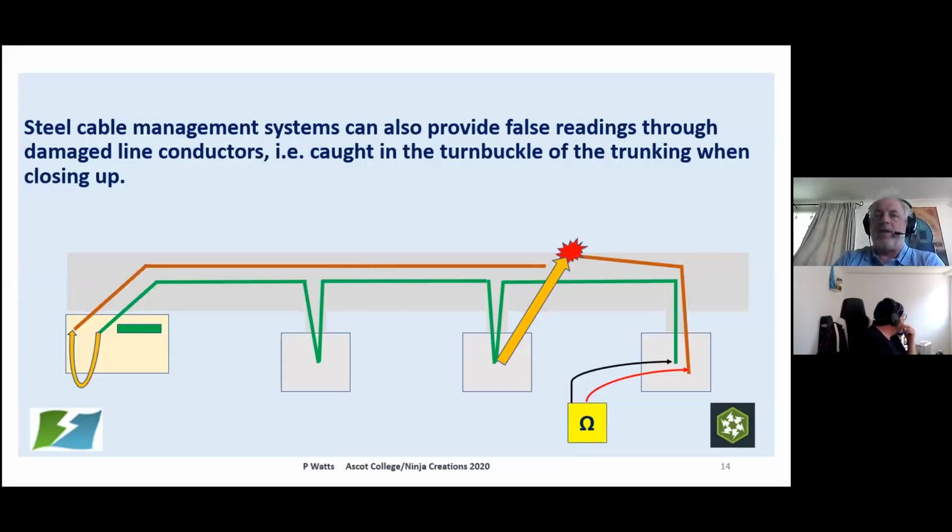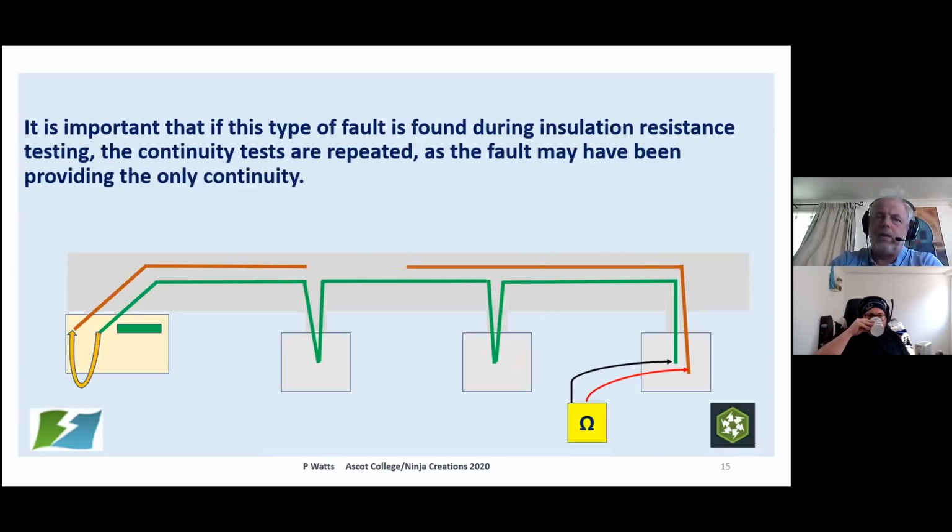And obviously that will then show up when we do an insulation resistance test. What it should also give us is a really low continuity test. So sometimes if we get a really low continuity test, that may be an indication of a problem. If you do find that fault, because when you go into insulation resistance testing, you're going to find that fault for your very next test.